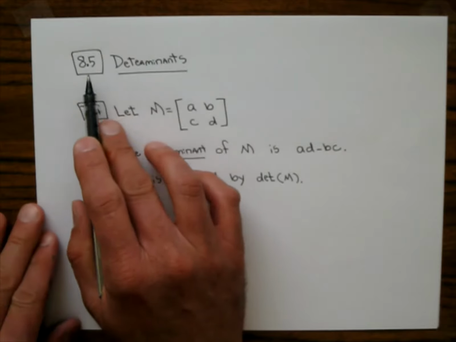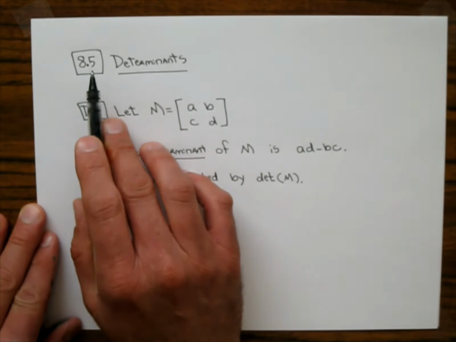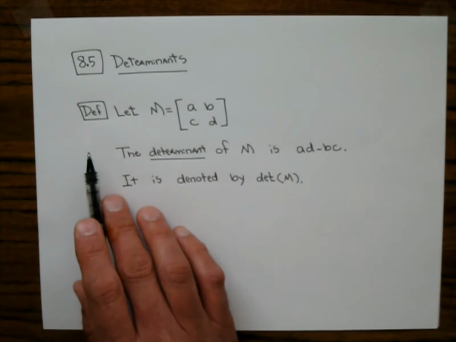You might say, well, why are you doing 8.5 and before 8.4? You'll see, but we're going to do 8.5 before 8.4. Okay, definition.